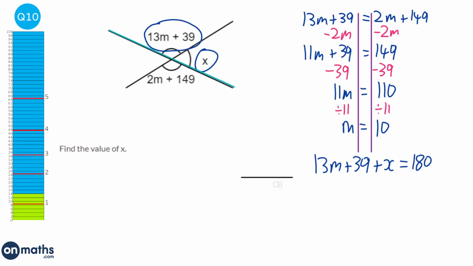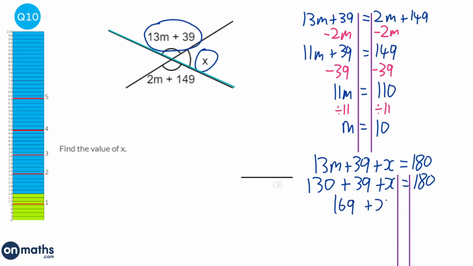So we can solve this, or well, first of all, we know what m is, so it'd be 13 times 10, which is 130, and then we can solve this. So let's get my solving lines in. And so that's going to be 169 plus x equals 180. And we're going to just take that away from both sides, the 169. So we've got x equals 11. So the value of x will be 11 degrees.